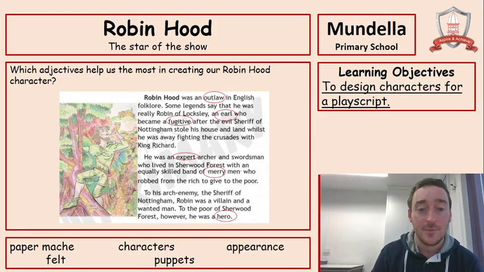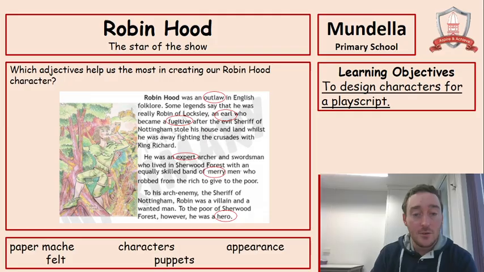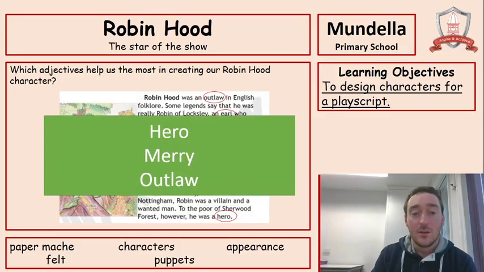Moving on. Here are the adjectives that I saw. I saw outlaw, earl, fugitive, which means criminal or outlaw, expert, merry, that's important, and hero. We have to think of the merry part because when we design his face later on and we look at the expression that we're going to draw or paint on his face, it needs to be merry and happy. So these are the ones that I thought were important in terms of describing what he looks like.